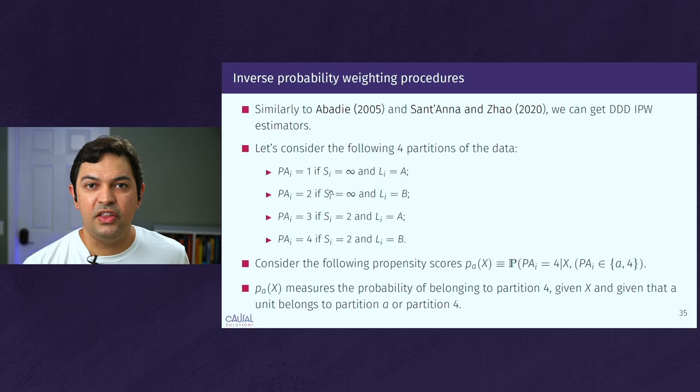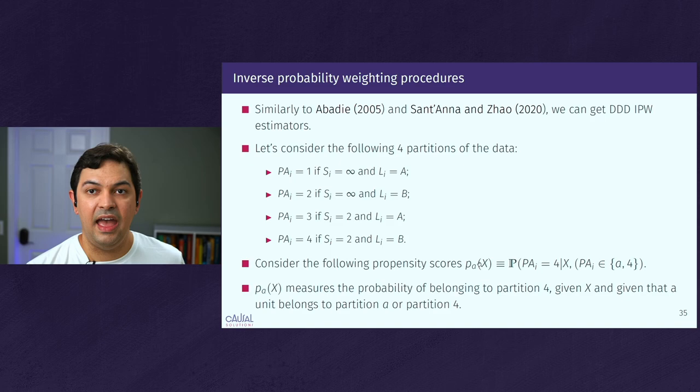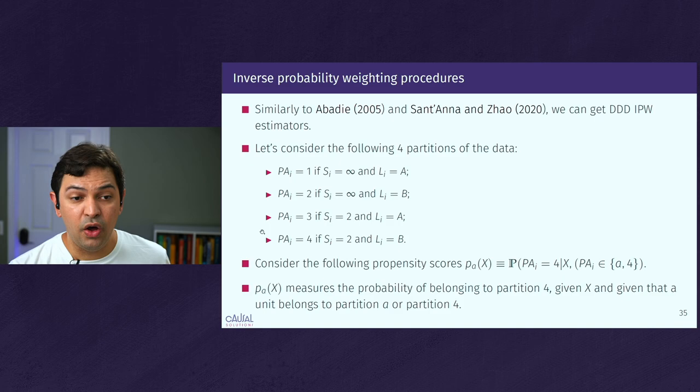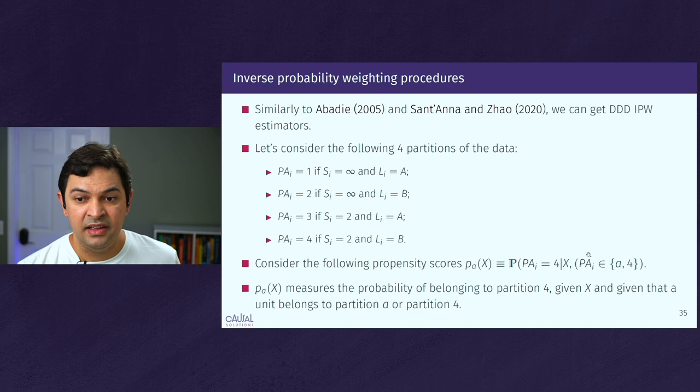So P superscript A, X here, it is doing the following. It is the probability of belonging to the treated cohort, given covariates, and given that it belongs to either the treated cohort or this partition A that I kept. So let's give an example. What is P1X? P1X, I'm gonna drop partition 2 and I'm gonna drop partition 3. Since I have dropped partition 2 and partition 3, I have two groups only, either partition 1 or partition 4. So P1X is the probability of belonging to partition 4, given X, given that I am in this subset of the data that I constructed.